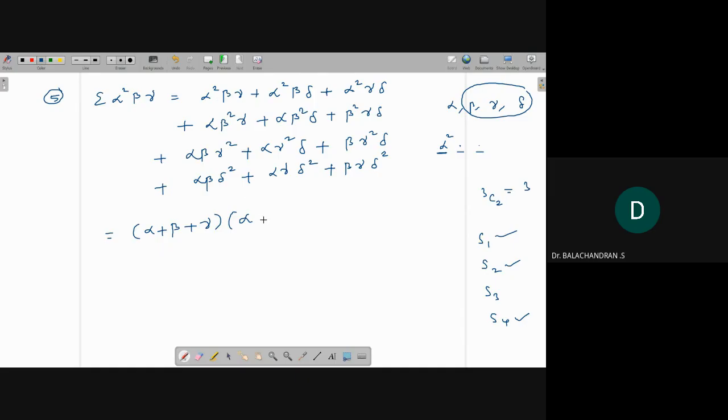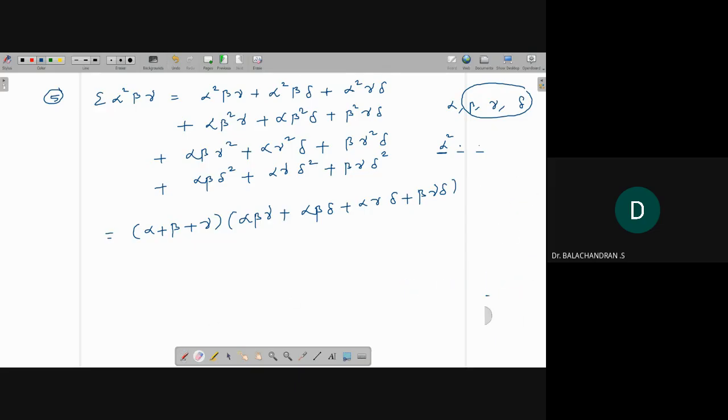What does S3 mean here? S3 means we have 4 roots, and out of 4 you can choose 3. 4C3 is 4, so you have 4 terms: alpha beta gamma plus alpha beta delta plus alpha gamma delta plus beta gamma delta. So there are 4. This is actually S3, the roots taken 3 at a time. Out of 4 you are choosing 3.